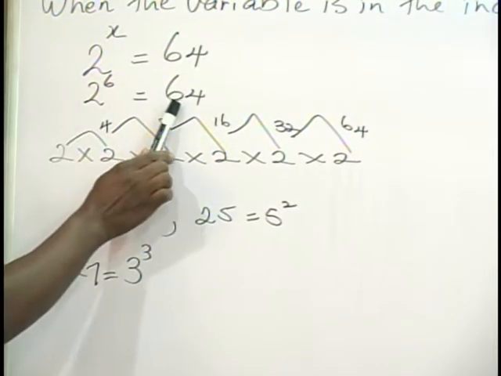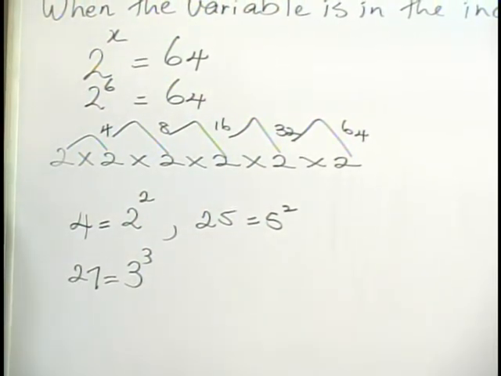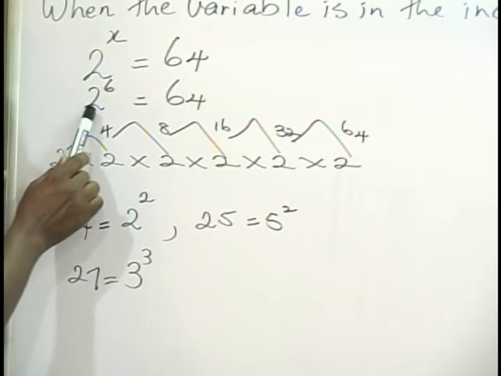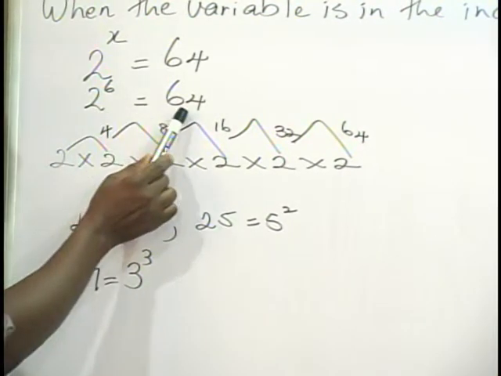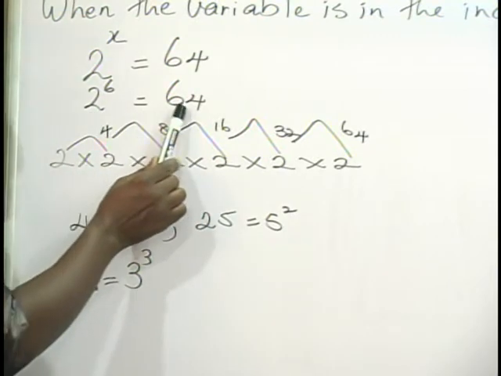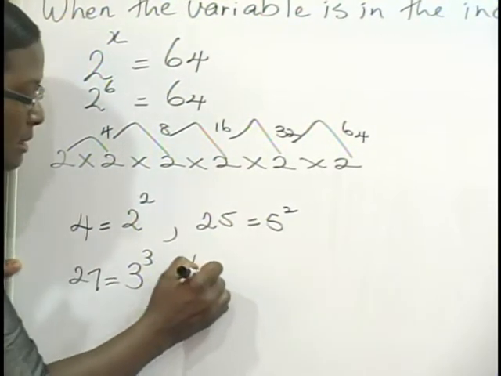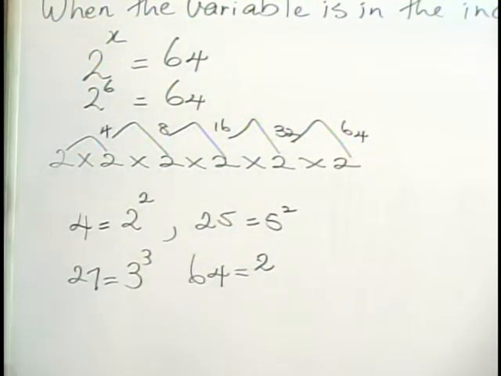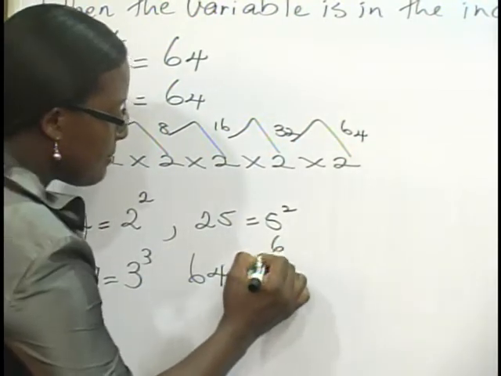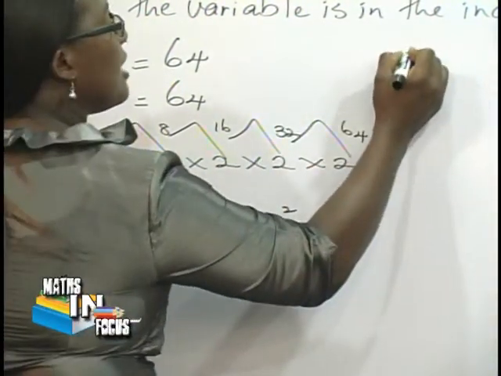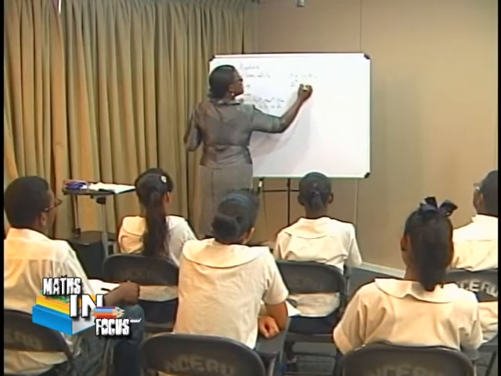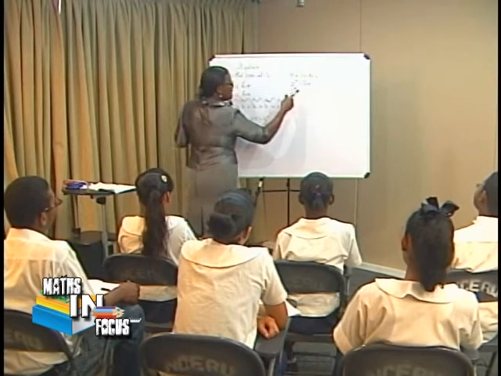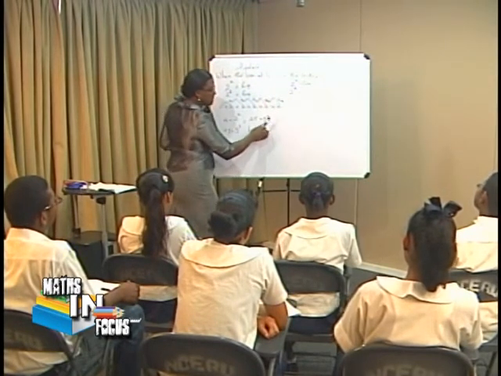Now I have 64, and I want to rewrite 64 in such a way that it must have a base that is on the left-hand side. So it must have a base of 2. If I wanted to rewrite 64, the base must be 2. What should be my power? 6. So let me come across here. 2 to the x power is equal to 64. Instead of putting back 64, I'm going to put 2 to the 6th power.